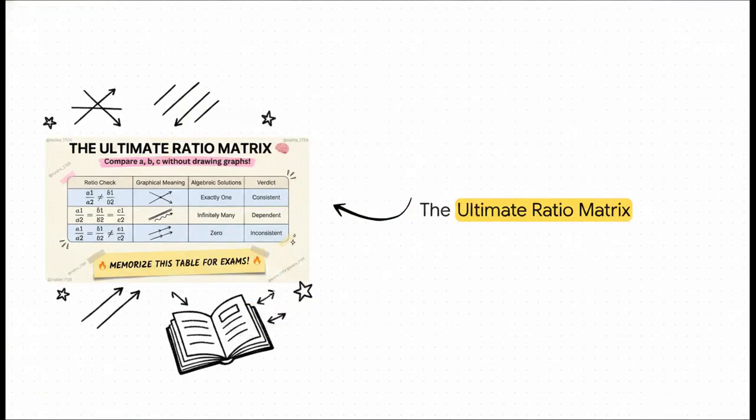But let's be real. What if you don't have the time to sit there and draw out a graph? Well, memorize this cheat code. By simply comparing the A, B, and C ratios, you can instantly predict if the lines are going to intersect, overlap, or run parallel. And you can do all of that without touching a single piece of graph paper. It is an absolute game changer.